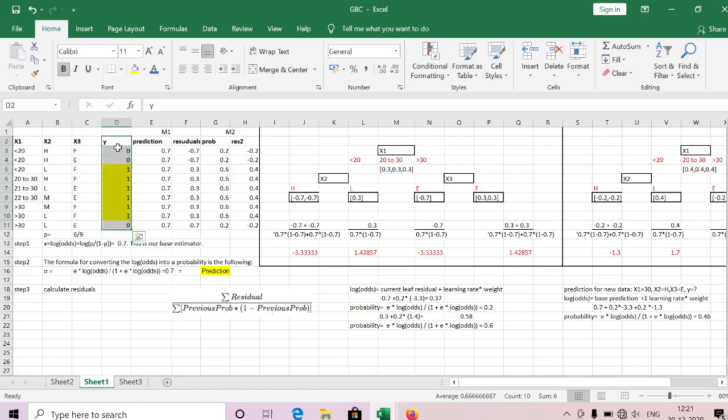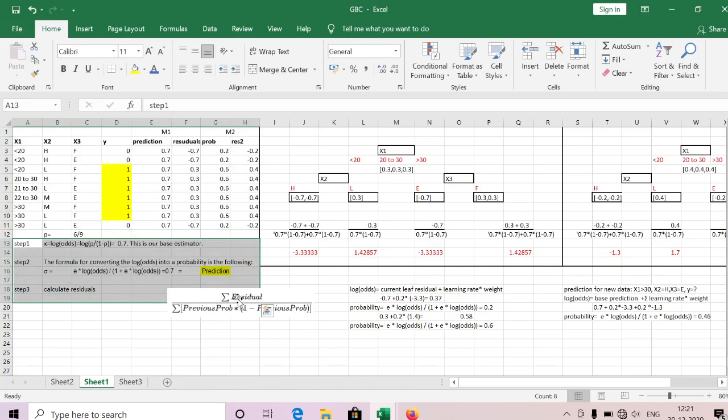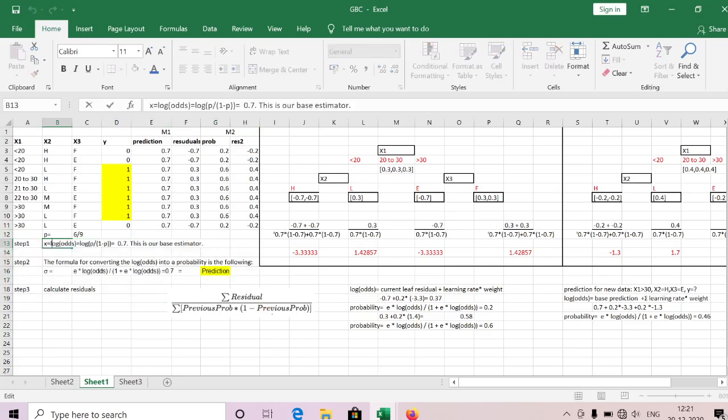If the target data is categorical or binary, then we can apply our classification model. Here we are mainly using logistic regression to calculate the residuals. In step 1 we need to calculate the log odds. This is the log odds formula: log_e of p divided by 1 minus p.